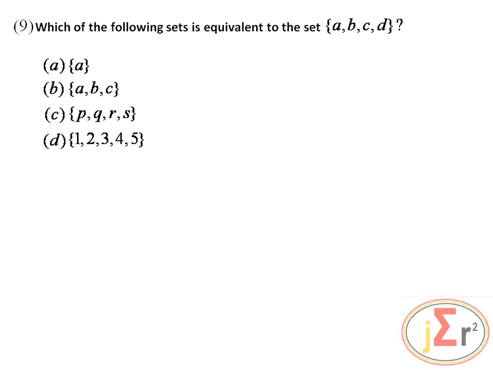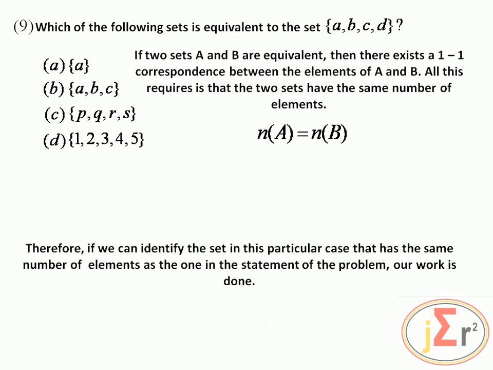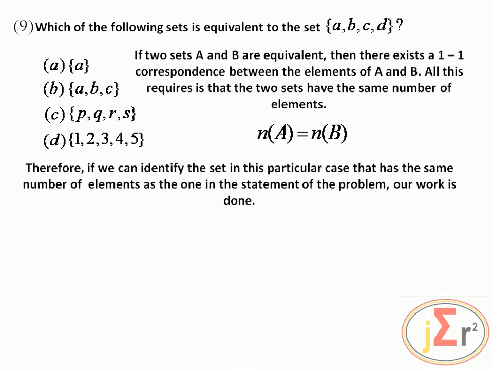Which of the following sets is equivalent to the set A, B, C, D? If two sets A and B are equivalent, then there exists a one-to-one correspondence between the elements of A and B. All this requires is that the two sets have the same number of elements. So n(A) must be equal to n(B), and then we know that A is equivalent to B. Therefore, if we can identify the set that has the same number of elements as the one in the statement of the problem, our work is done.